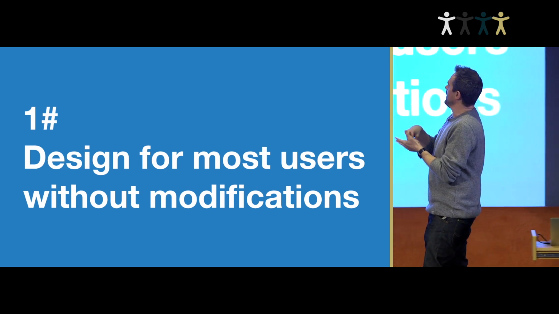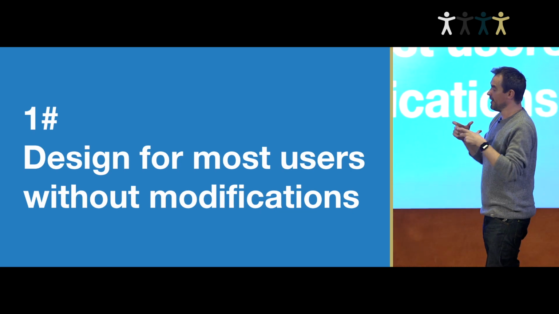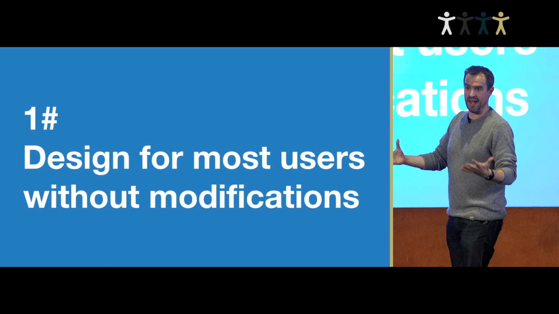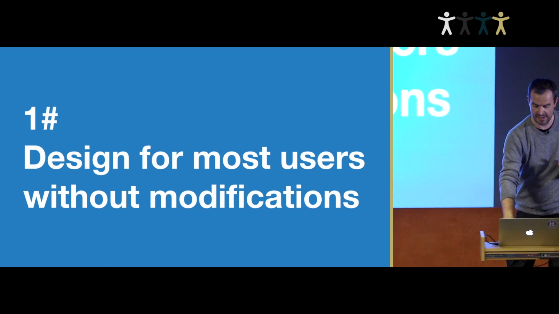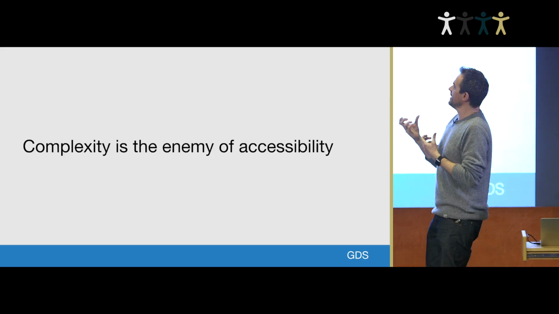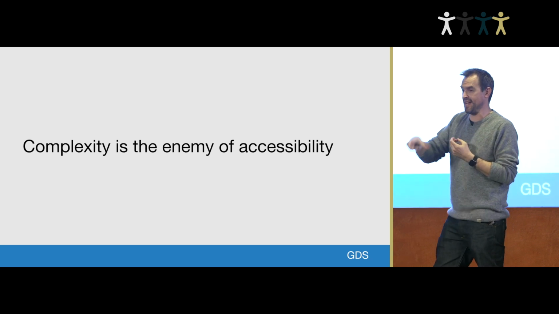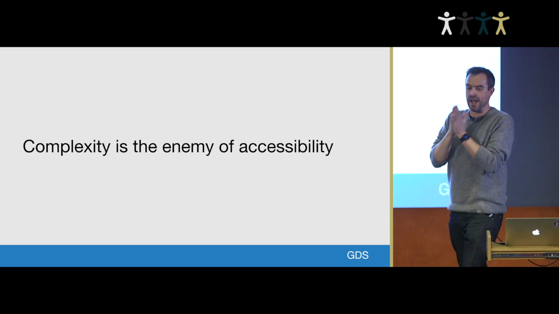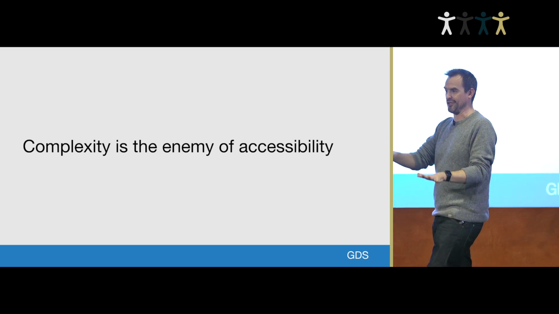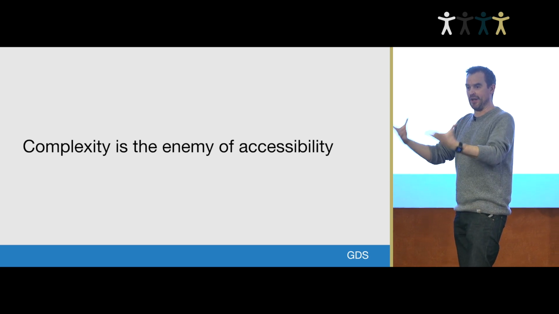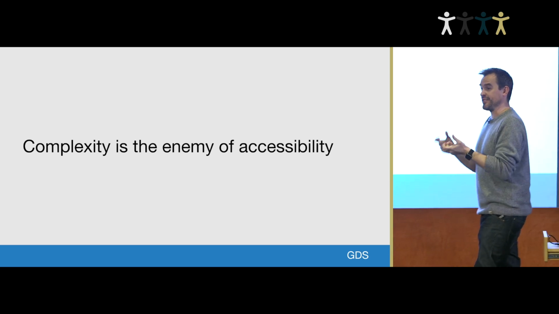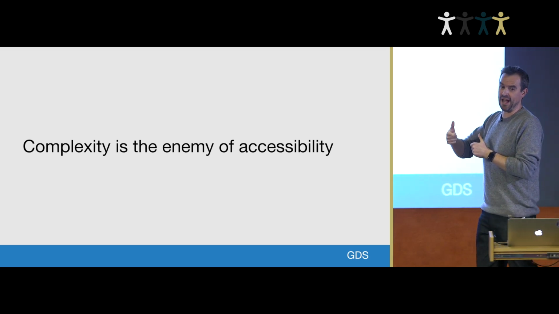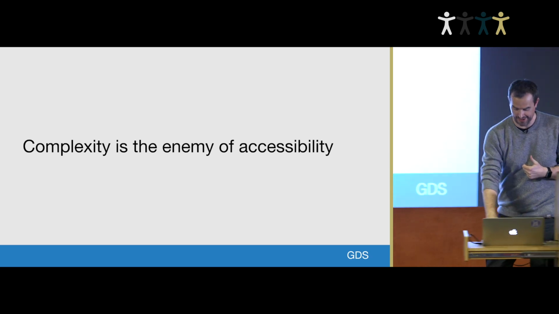So the first thing that we want to be doing is designing for most users so that they don't have to modify their experience. Something that I'd like to say is that complexity is the enemy of accessibility. If you come up with a slider or a drag and drop interface, you can absolutely make that technically accessible, but lots of people just will not be able to use it. So much better to keep things simple and to help people do what they're trying to do.